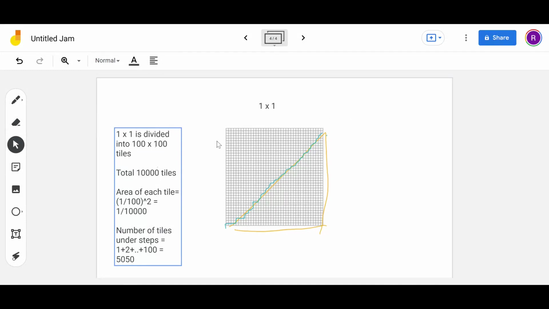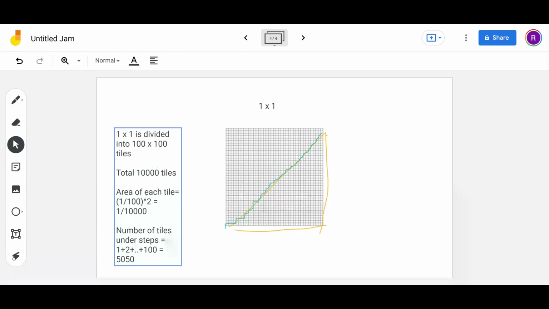If we had 100 by 100, then the number of tiles under the blue thing was 5050. But with 1 by 1, how much is the area under this thing? The number of these small tiles is still 5050, but each tile is now very small. So how much is the area? What is the total area of all the tiles under the blue stairs? Is it 5050? Is that the area? 5.05, sir.